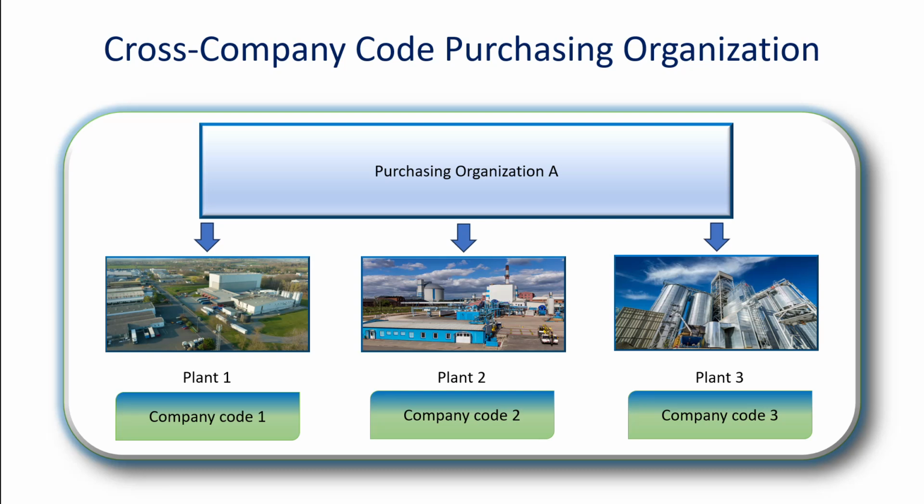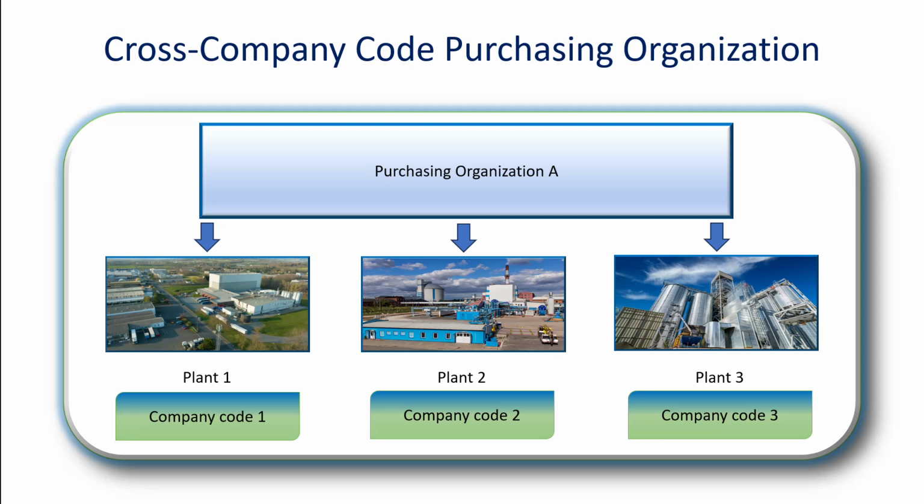And the third one, cross company code purchasing organization. In cross company code purchasing organization, one purchasing organization can procure materials for more than one plant and for more than one company code. So that is called cross company code purchasing organization.